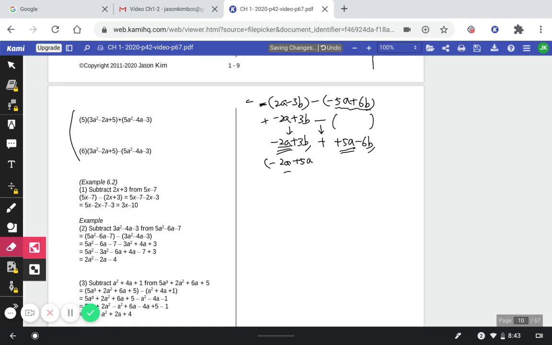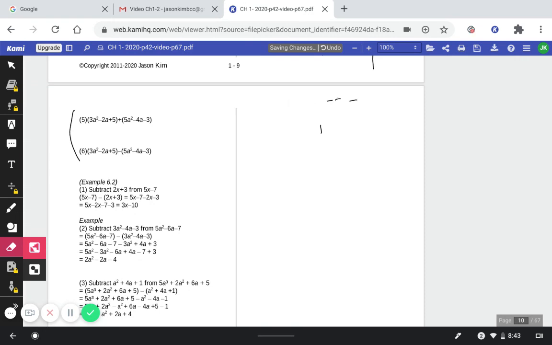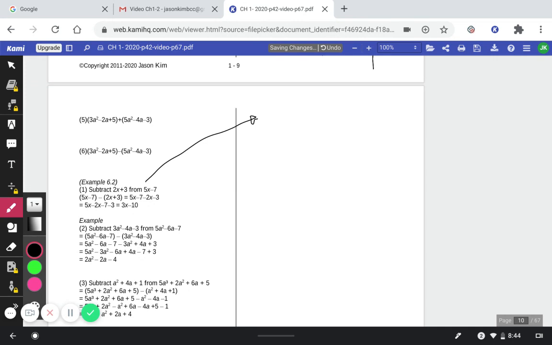Now, next example is example 6.2. Subtract something from another term. So as you know, with subtract from, you have to be careful because you change the order. You write the contents after from first. So when you see a question like number 1, they say subtract 2x plus 3.